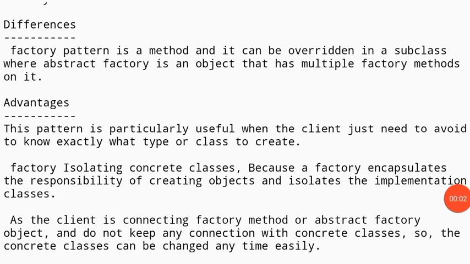So now, to check whether the client is asking for red or blue, we need another factory class, and that factory class will distinguish which factory class is to be instantiated, which factory object is to be generated. So we need another factory class, and this is the abstract factory class.